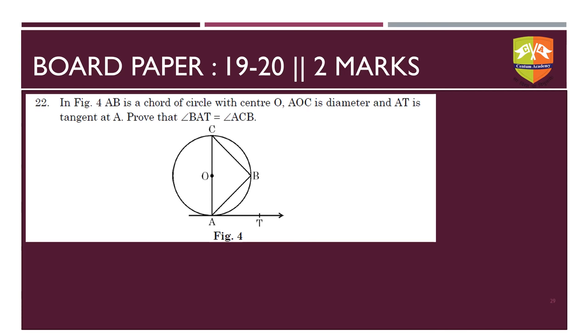In the figure, AB is a chord of a circle with center O. AOC is the diameter, and AT is tangent. Prove that BAT is equal to ACB.